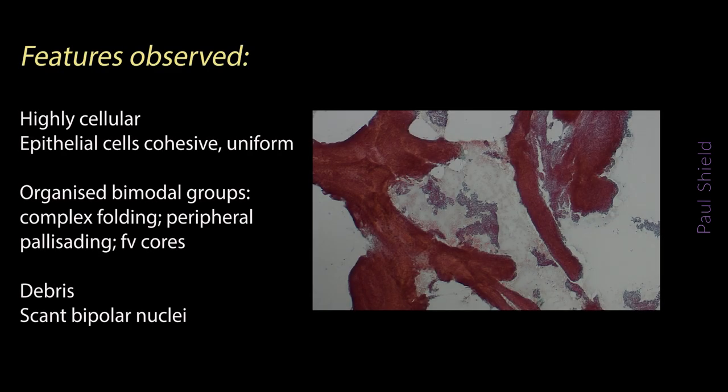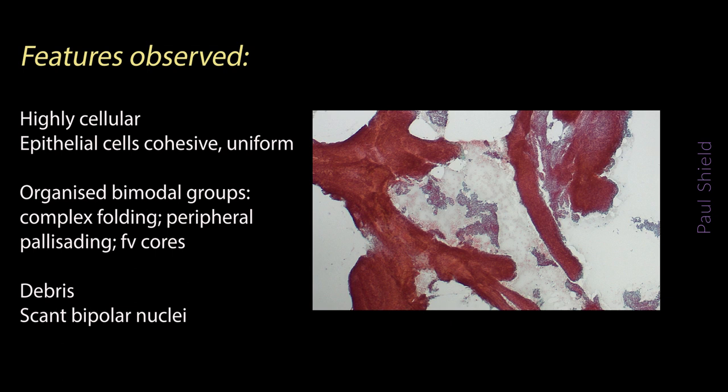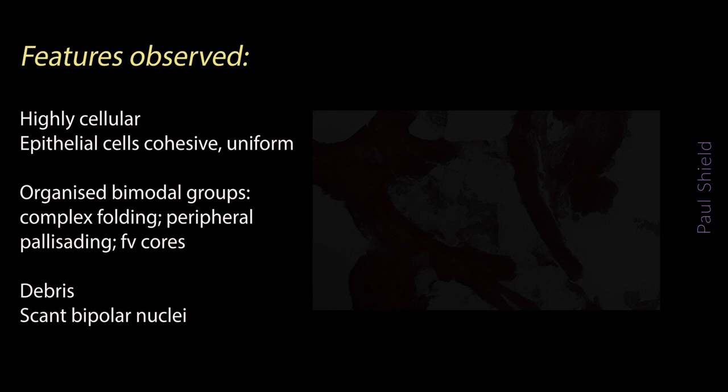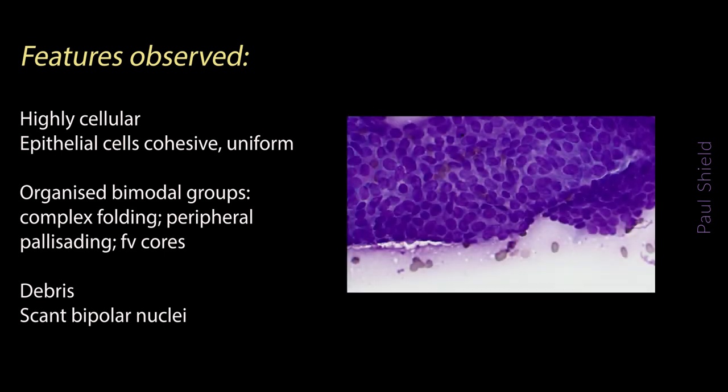So what do you reckon? It was a really super cellular specimen, lots and lots of epithelial cells. Background was a bit messy, like it had debris in it, not particularly filled with foam cells or anything, but the epithelial cells were in groups, some of them really, really large, that appeared organized. The cells were uniform, and it appeared to have a bimodal pattern.